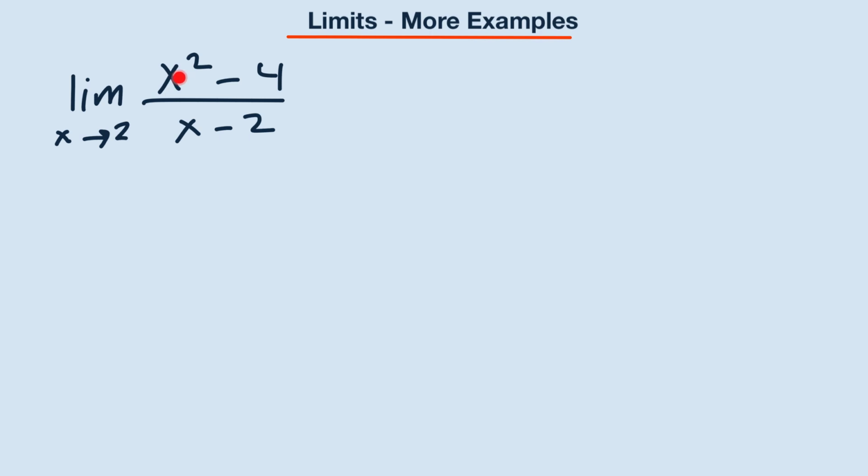Because we have x squared, which is 2 squared, which is 4. 4 minus 4 is 0. And we have 2 minus 2 is 0. Then our function will be undefined. So the best thing we have to do here is to factor the numerator.